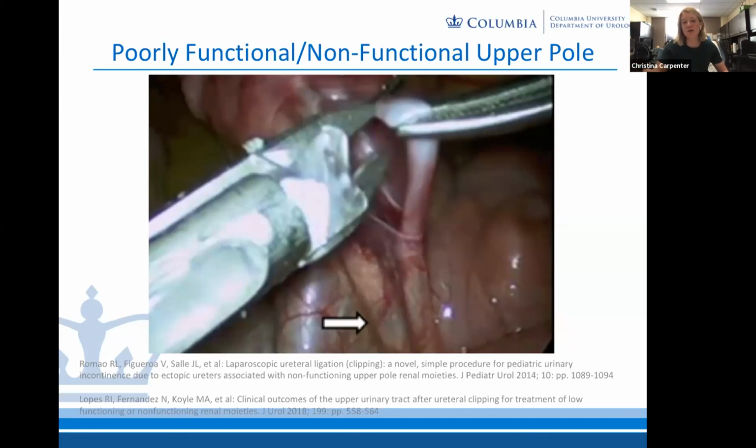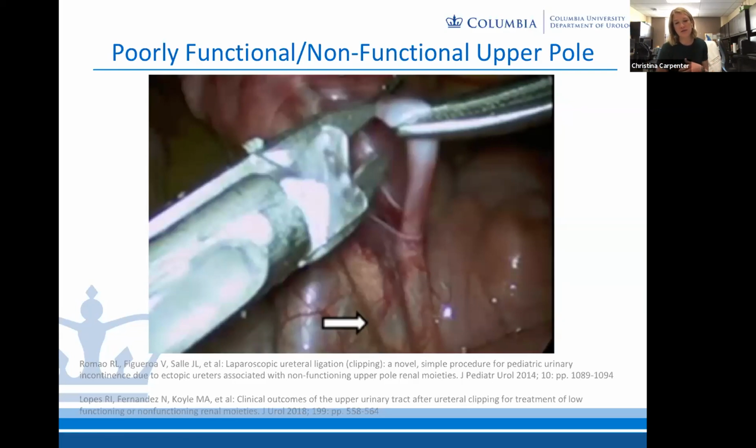So after this was originally published, there were a lot of questions about how these kids would do long term, if there was any residual function of the upper pole, if they would develop hydro or pain, or how applicable this was to other groups and not just this one specific type of patient. And in 2018, they published a follow-up paper that included both boys and girls, and a multitude of different applications. They found that all patients with these poorly functional or non-functional moieties did very well, and this was a great, very minimally invasive option.